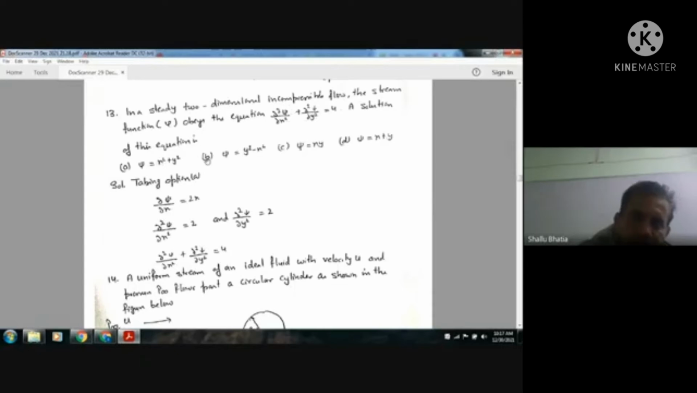Okay, so take the options one by one. So ψ is equal to x² plus y². If we differentiate it with respect to x two times, this will be 2, and if we differentiate this with respect to y, keeping x constant, we get 2. Okay, so if we add them we get 4. So this is the equation given. So it can be option A, it can be option B, it can be option C, so you have to take all of these. Now we are getting option A, so the answer is A.